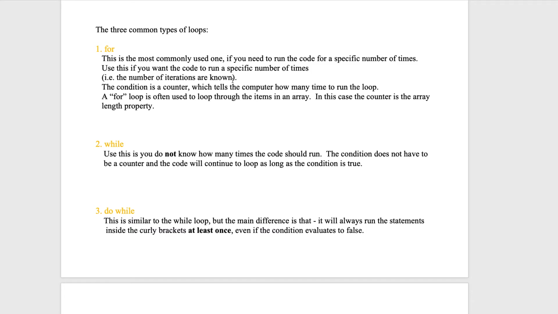The number of iterations are known. In the above example it was 10. The condition is a counter, which we call i. You can give it any name you want. This tells the computer how many times to run the loop.